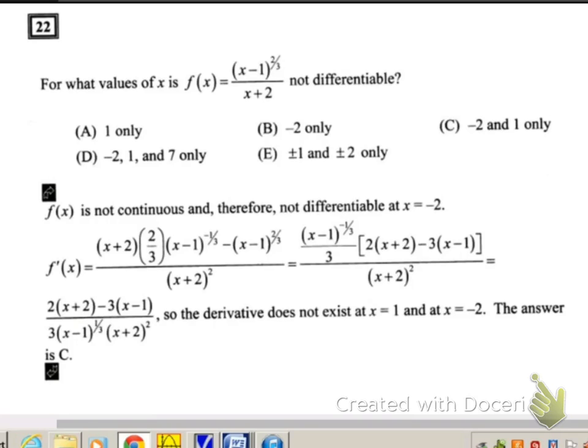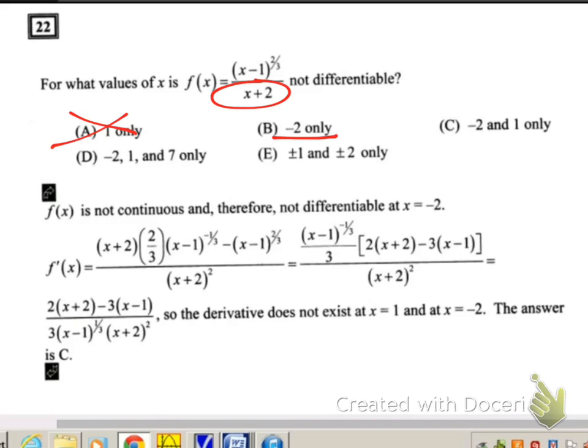Number 22, for what values of x is f of x not differentiable? Okay, well the sucker answer would be when it doesn't exist, so f of x doesn't even exist at negative 2, so for sure it can't be a, because a doesn't even include negative 2. You can't have a function differentiable where the function doesn't even exist.